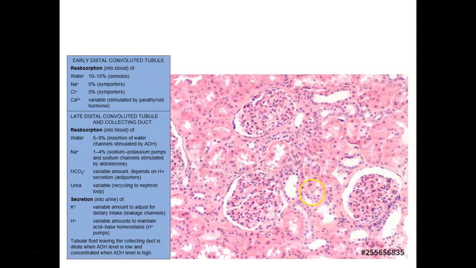But one of the important things about where the distal convoluted tubule is, we see it right here, for instance. We see a portion of it. This one's kind of distended. There. This one is cut off. You can see it there.